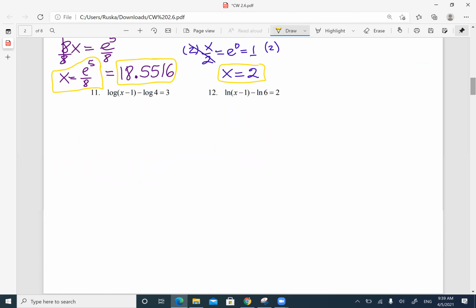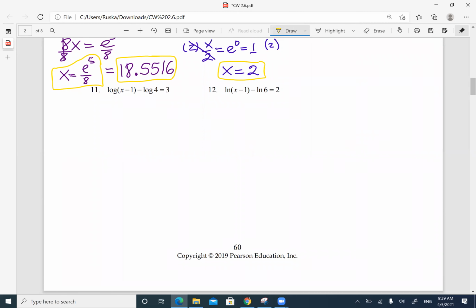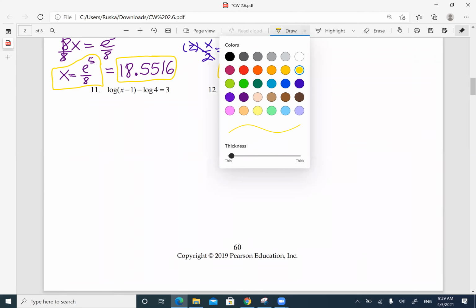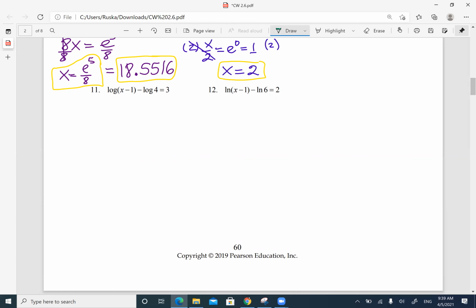Then let's go ahead and do the next two the same way. So I have log minus log. So the base is 10, and it's going to be log of division because it's a minus. If it's minus, you're going to divide. So it's going to be logarithm of x minus 1 over 4, you're going to divide, equals 3.